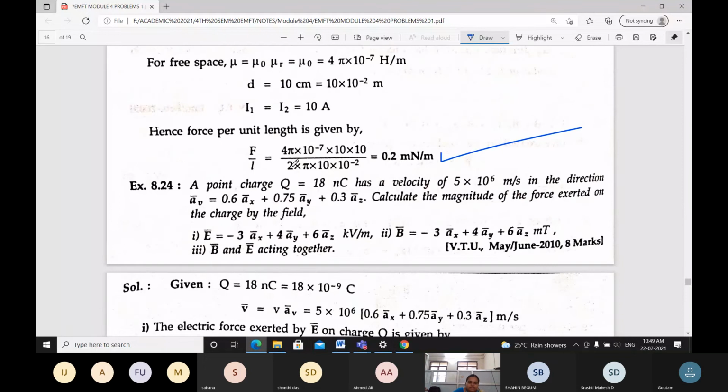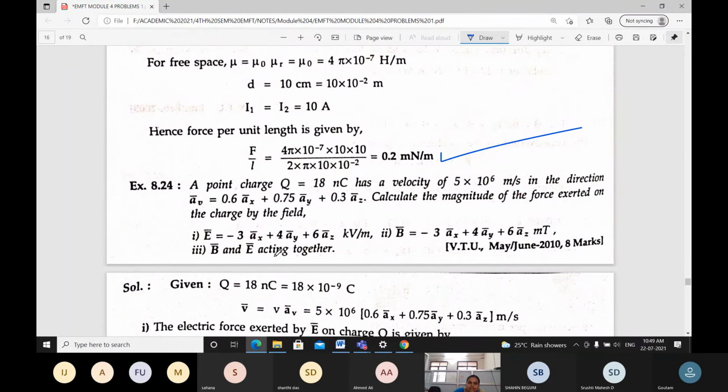Then a point charge Q is given as 18 nanocoulombs, and it has a velocity of 5 into 10 raised to 6 meter per second in the direction AV. It's given as 0.6 AX plus 0.75 AY plus 0.3 AZ. Calculate the magnetic force exerted on the charge by this field. The fields are given: first one, E is given as minus 3AX plus 4AY plus 6AZ kilovolts per meter. B is given as minus 3AX plus 4AY plus 6AZ millitesla.